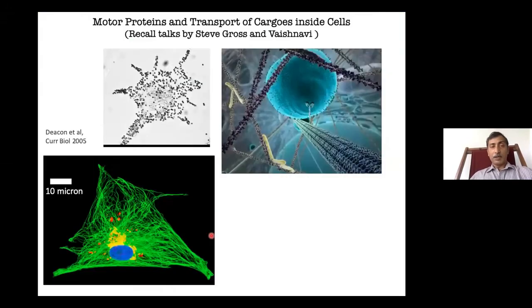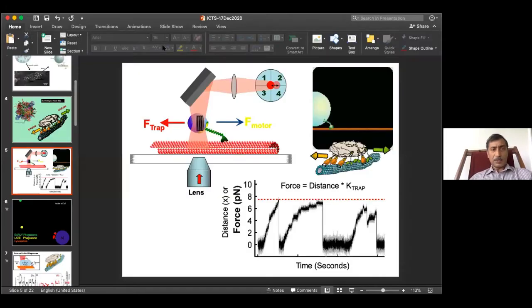Now let me go to the laser pointer. Yeah, right. So, motor proteins and transport of cargoes inside cells. As I just told you, we have heard about this from Steve and Vaishnavi earlier. And oops, what was that? Hold on, something happened. Sorry. Just hold on. Give me a minute.